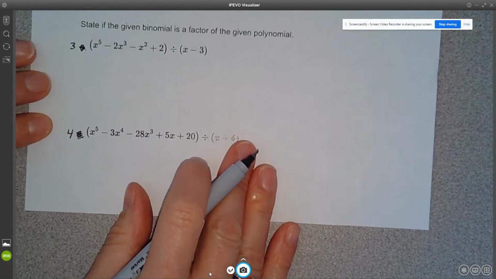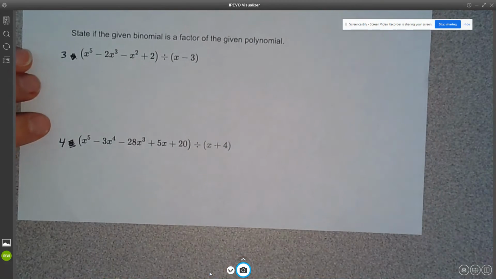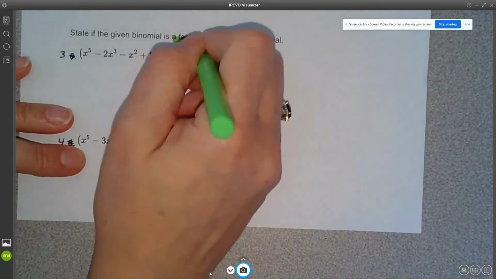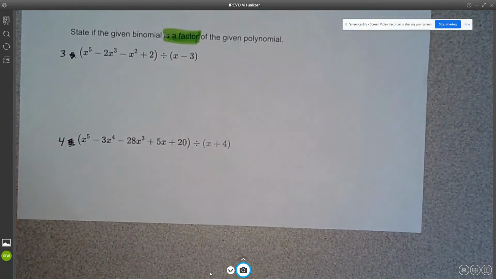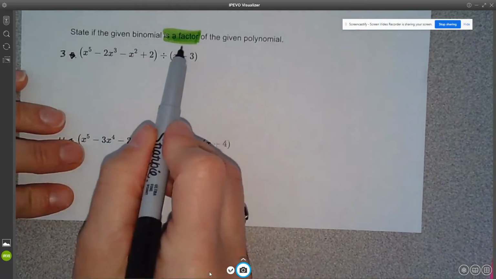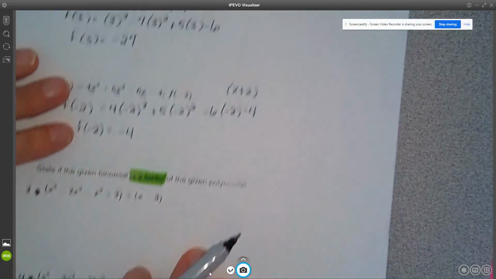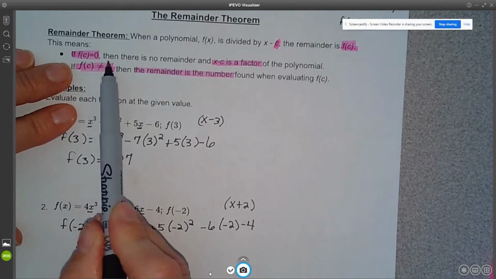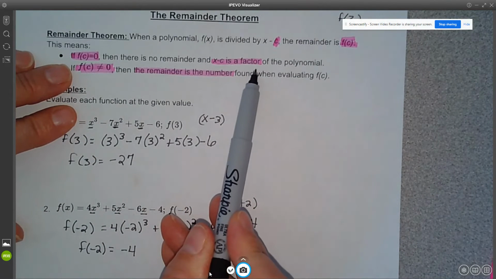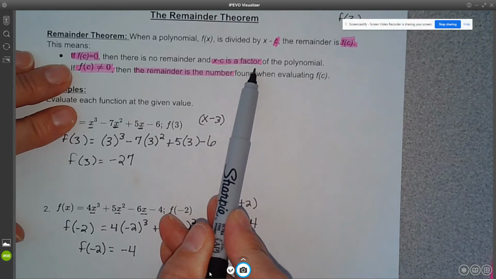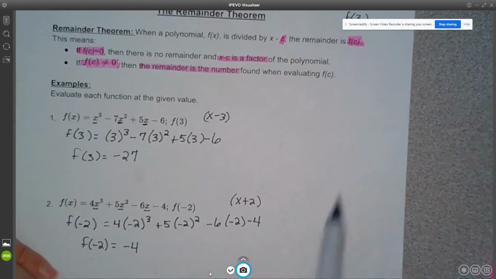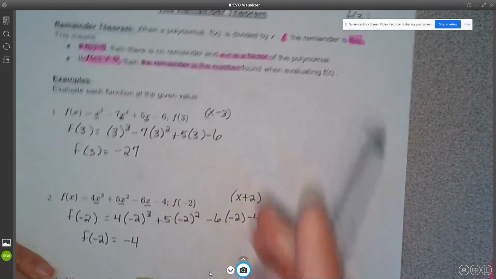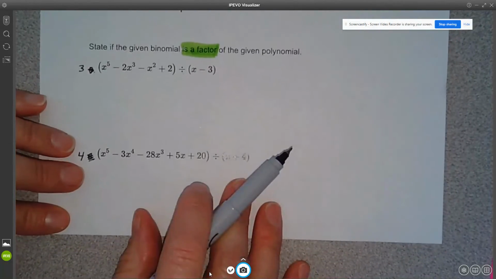So let's look at number 3. Now this time, notice the directions say, state if the given polynomial is a factor, that's key, of the given polynomial. Now, in order for it to be a factor, let's go back up here. If f of c equals 0, then x minus c is a factor. So what I want to see is if I fill in this c, whatever my x minus c might be, if I get 0 as my remainder. If I do, then it's a factor.